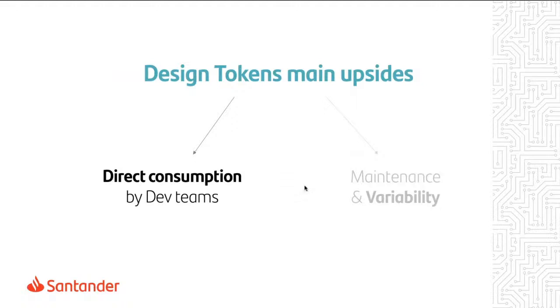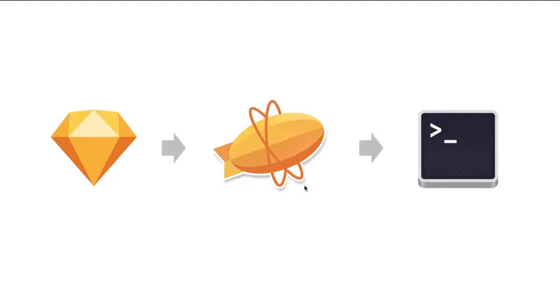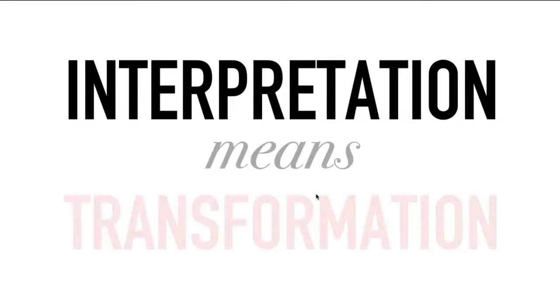Traditionally, when a developer wants to consume some component created by a designer, they have to go into Zeplin, right? And then they have to read how that component was made in Sketch or in Figma. That means that developers have to do an interpretation of what design teams have made. And every interpretation means some transformation.